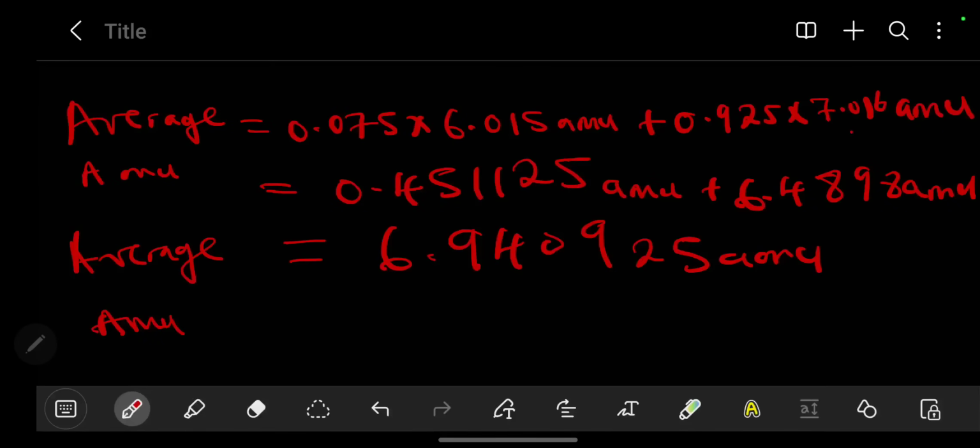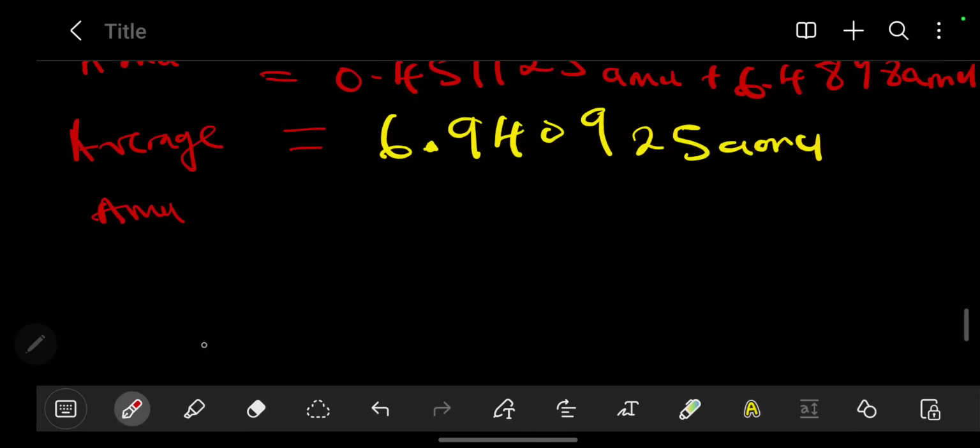Now if this is the average atomic mass unit, therefore what we are going to have is that if you look at your periodic table, the mass that corresponds to this is, so element X is lithium.